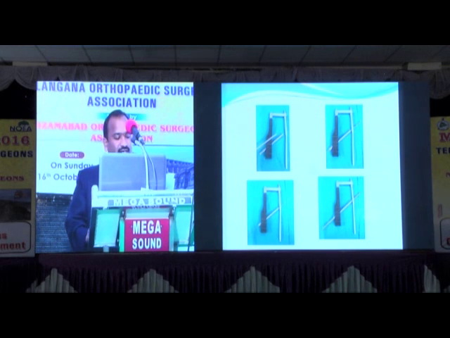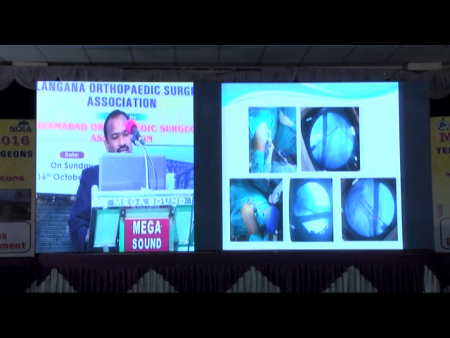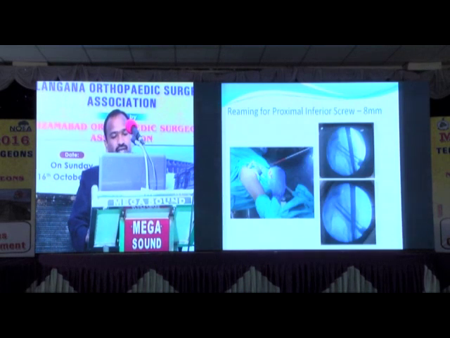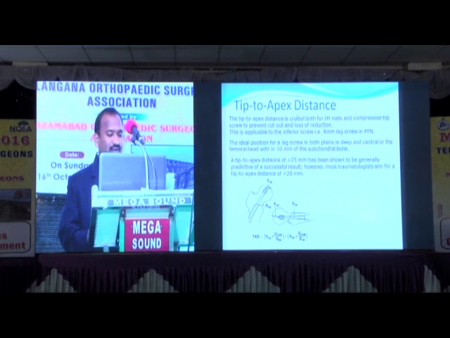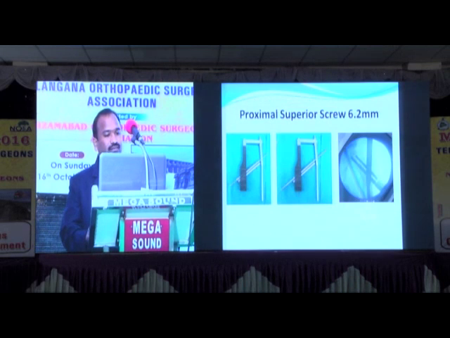If the density of the bone is very high, then after 4 mm, I will put a guide wire and ream for 6.2 mm, followed by 8 mm. Always check the AP and true lateral views during that. And as Dr. Ramkumar Reddy sir said, the tip apex distance should be maintained for the inferior screw, and it should always be less than 25 mm.